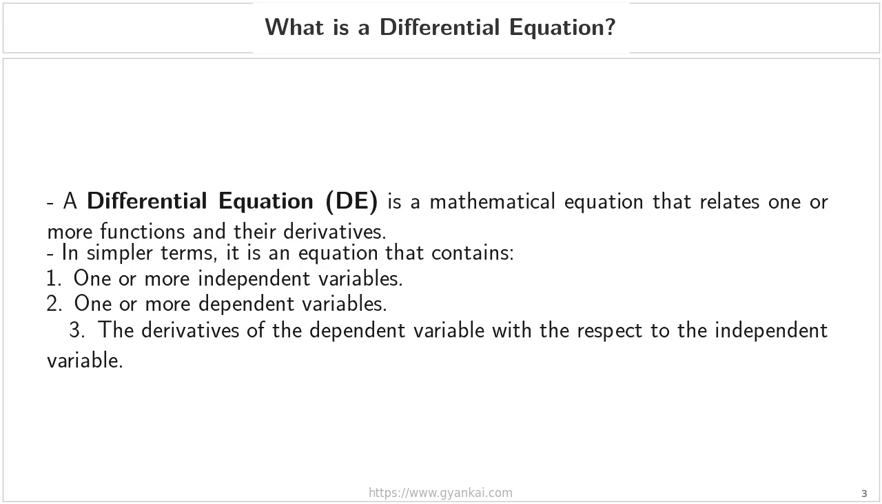To make this a bit easier to visualize, let's break it down into its essential ingredients. For an equation to be considered a differential equation, it must contain three specific things. First, it needs one or more independent variables, like the time t we mentioned earlier. Second, it must involve one or more dependent variables, such as our position, say, or population, p. And third, and most importantly, it must include the derivatives of that dependent variable with respect to the independent variable.